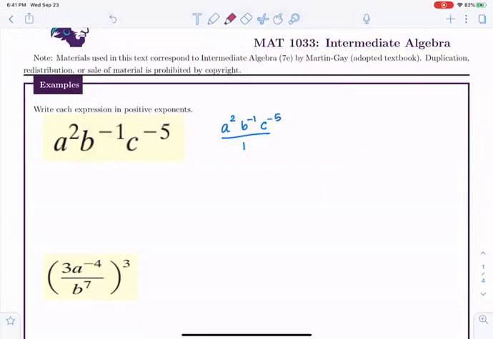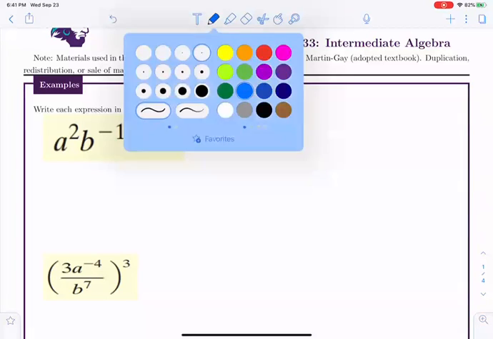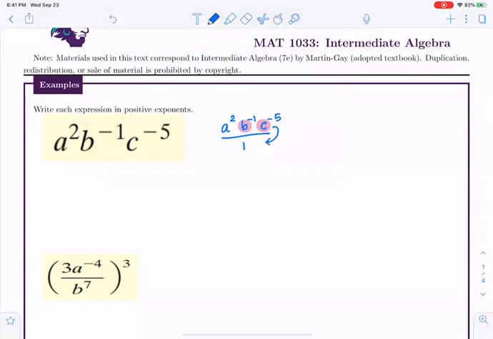So those two have negative exponents, so I have to bring that down and bring that down. So a squared, when b raised -1 moves from the numerator to the denominator, it becomes b raised +1. C raised -5, when it moves from the numerator to the denominator, it becomes c raised +5. So the answer is a squared divided by b times c raised 5.